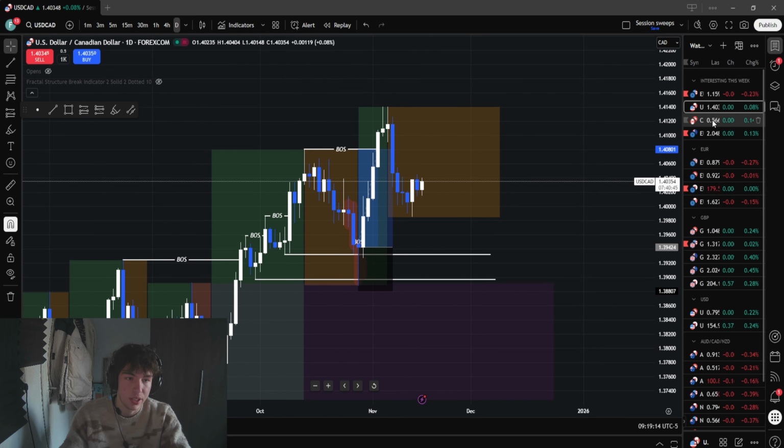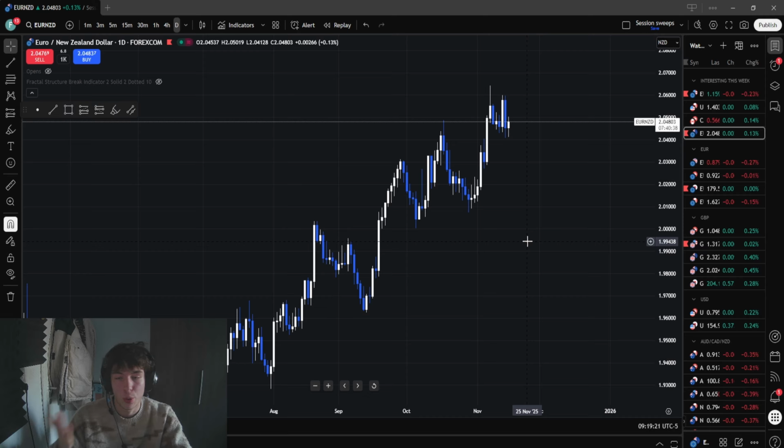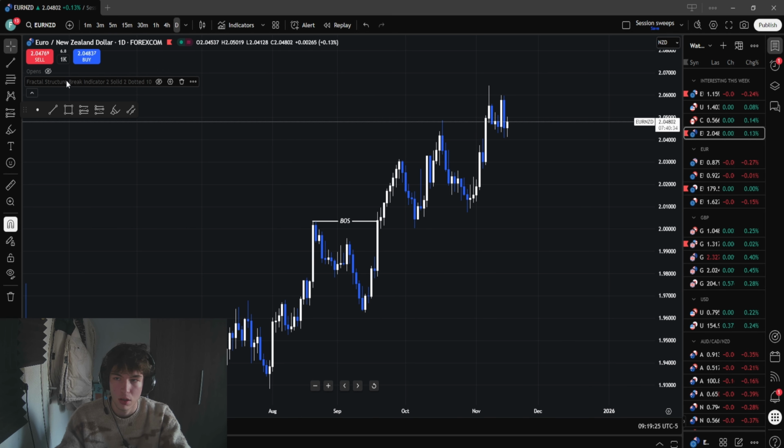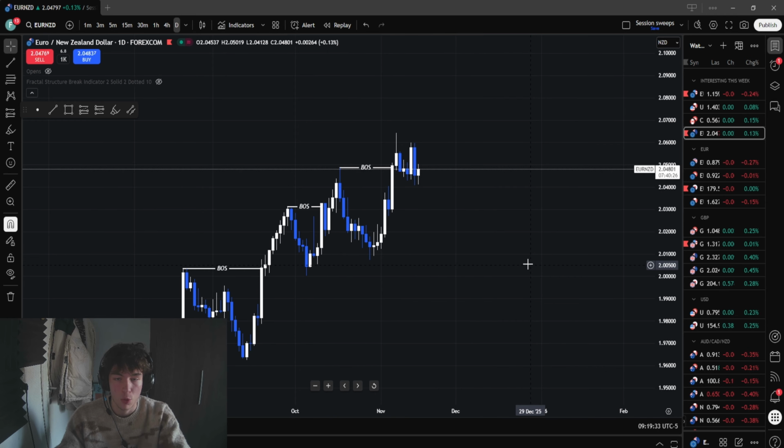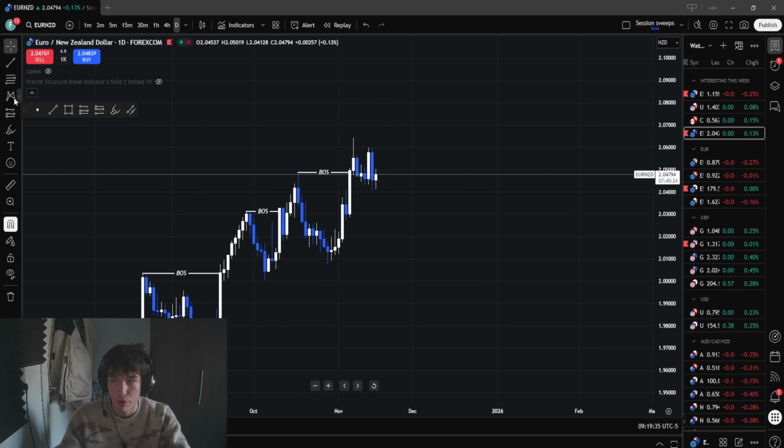Let's look at it on a different pair. Let's look at it on Euro NZD. What can we see? Break of structure. Break of structure. And a break of structure. So we know we are bullish. Second, what do we do? We get our 50% retracement tool and we get that low. We have a high, lower low, lower.